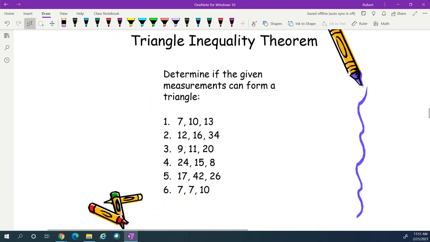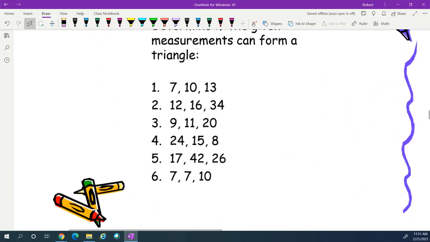So let's test a few questions to see if they can form a triangle. So we're going to test it. 7 plus 10 greater than 13? Well, 17 is greater than 13. That's true. That's a yes. So this does form a triangle.